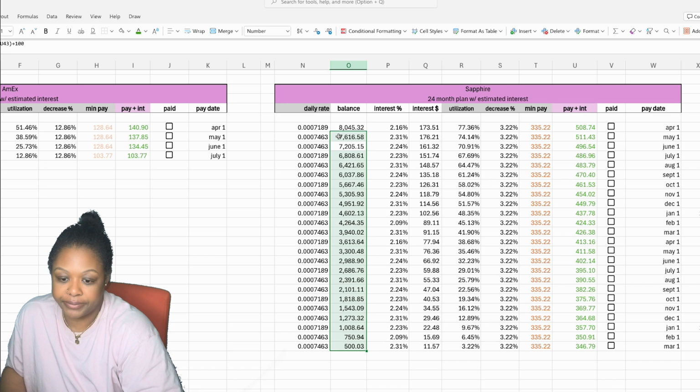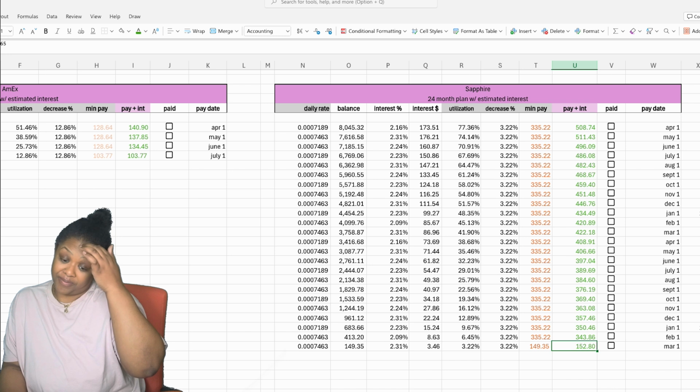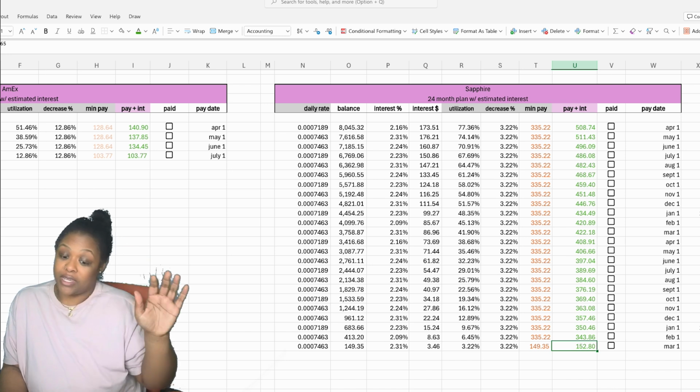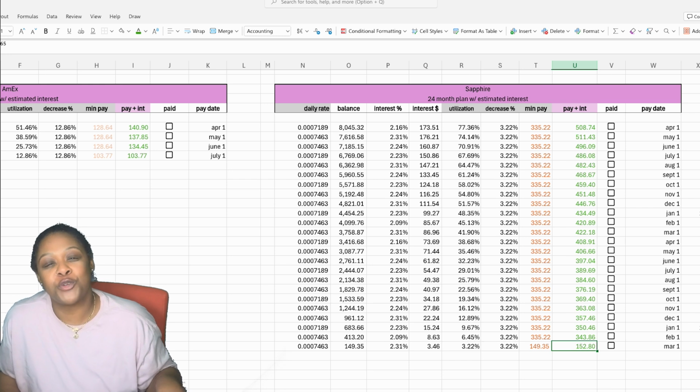Plus $80. Okay, payment plus the interest would be that. So it's going to be between $149 and $152 for the last payment in March of 2027.